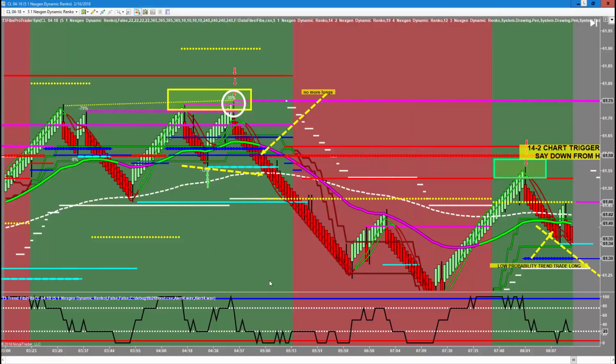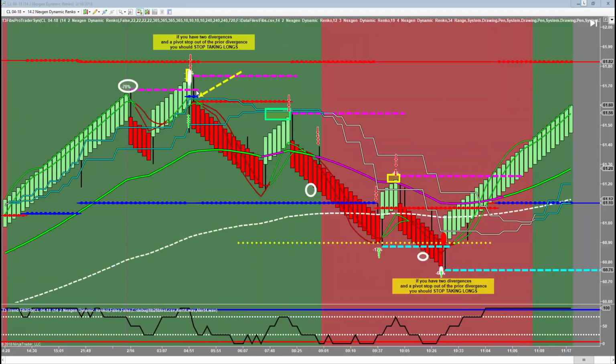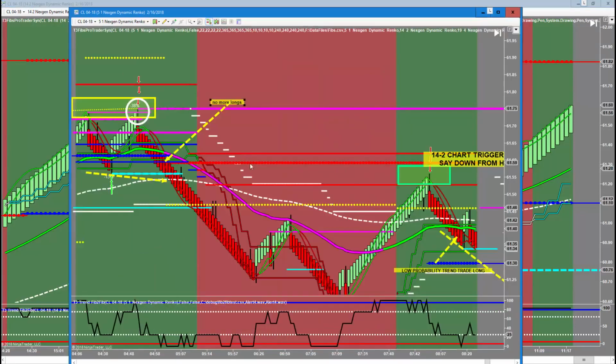Right? Can you guys see it? Double divergence, pivot stop outs on both charts. Stop doing long trades. You can get a long to get up there, but once you get that, party's over. And if you don't recognize it quick enough, you're going to get sucked into trying to go long over here.